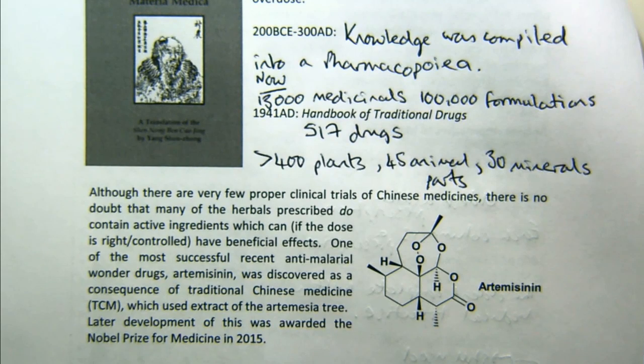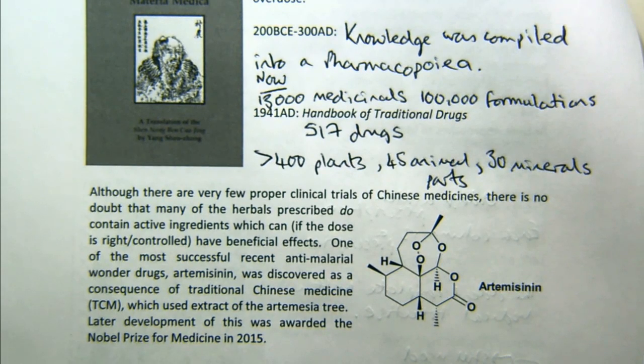And I've talked to chemists, probably all of you before, about artemisinin as an example, which was discovered as a consequence of traditional Chinese medicine, the extract of the Artemisia tree, and ultimately this led to the Nobel Prize for Medicine in 2015. And it had been known since ancient history that the extract of the Artemisia tree was good for malarial types of fevers. So codifying that knowledge, understanding that knowledge, is still an important part of medicine.